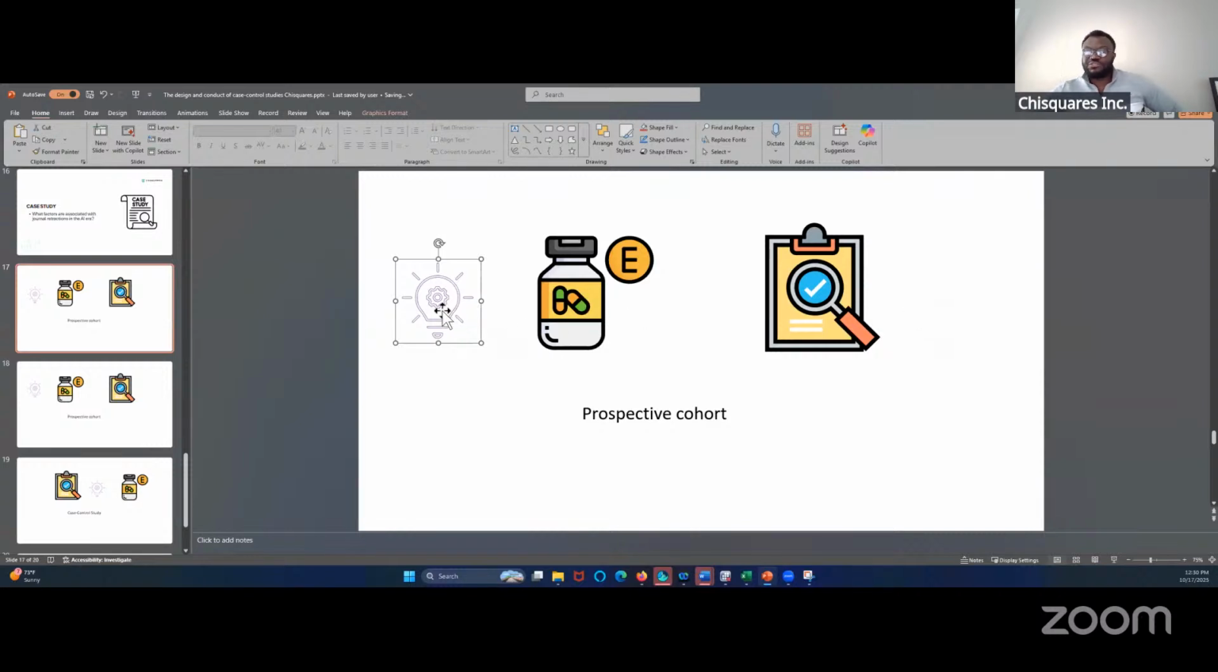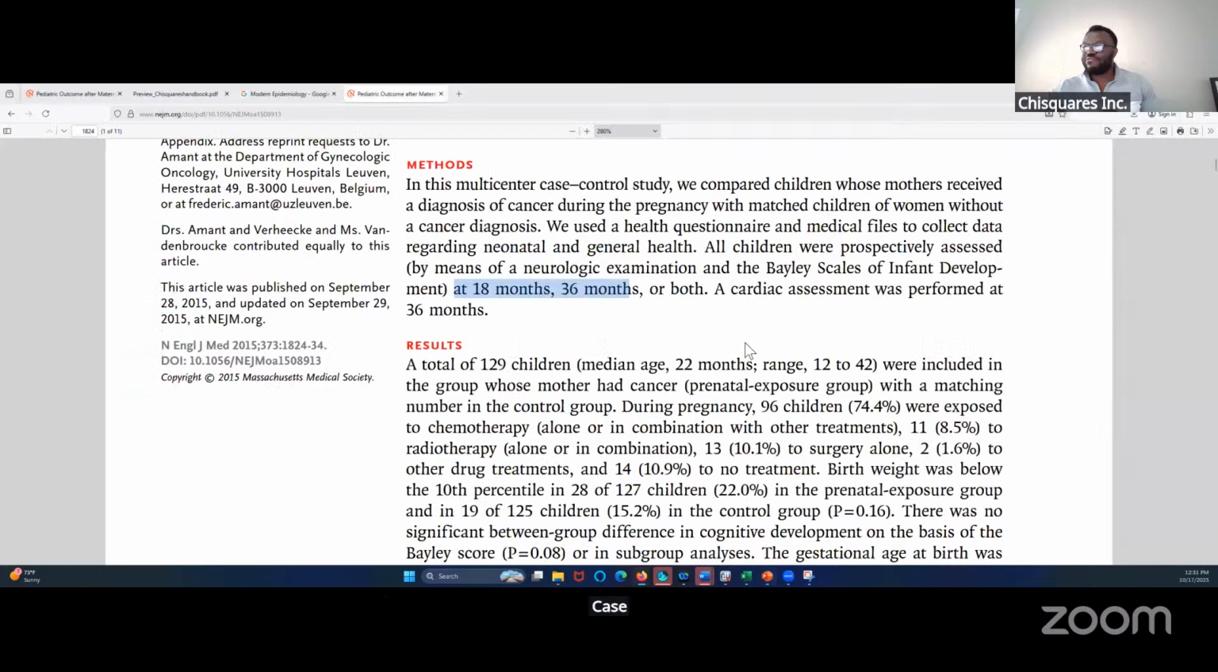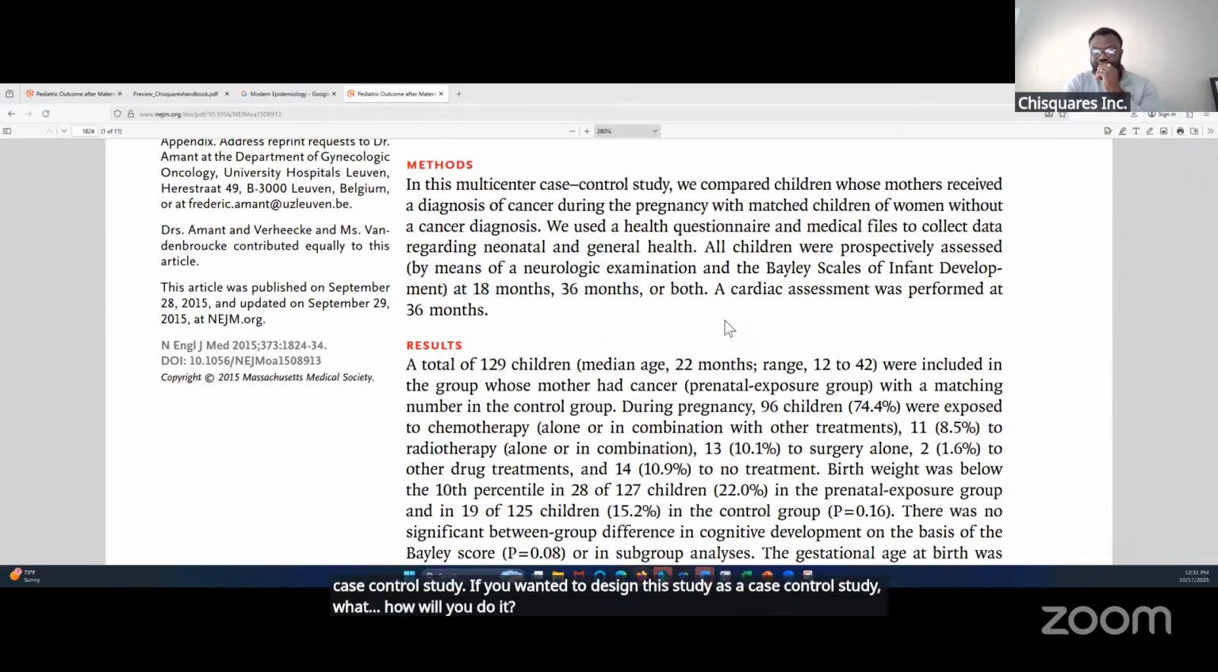Now, if we were to make this study a retrospective cohort, or let's say a case control, since we're very interested in the idea of a case control study, who can tell us how we will have to redesign the study for it to be a case control study? If you wanted to design the study as a case control study, how will you do it? What will it sound like?